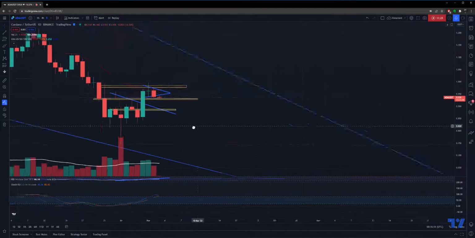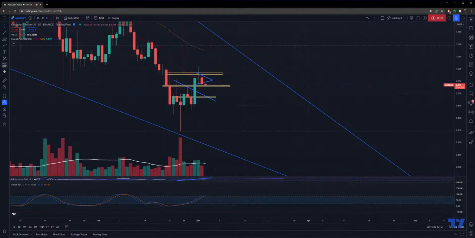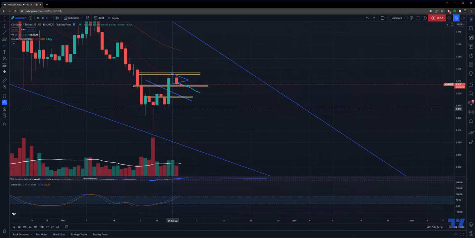So what is important is that when we're going down, we're not going any lower than this level. No, actually, this level is this area here, and we're not going any lower than this big green candle. This green candle here represents our bullishness, so we don't need to go any lower than this point here.